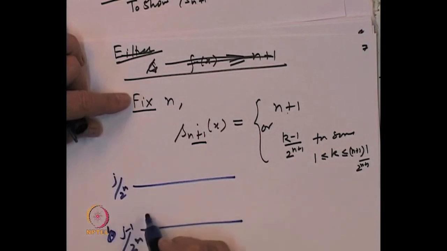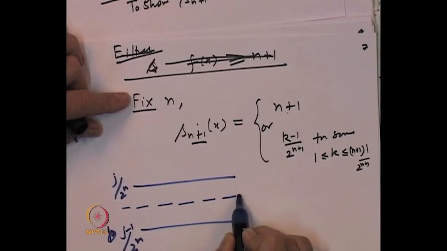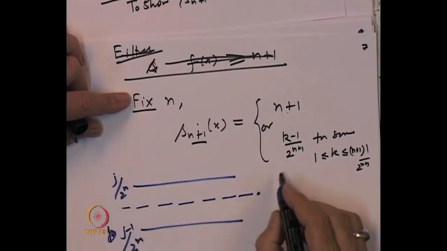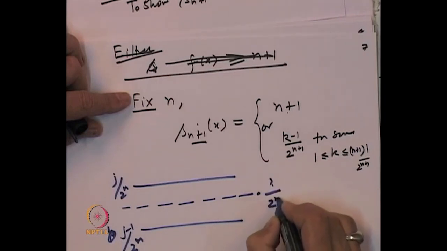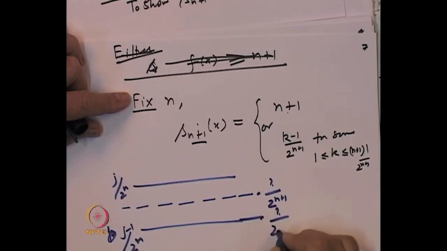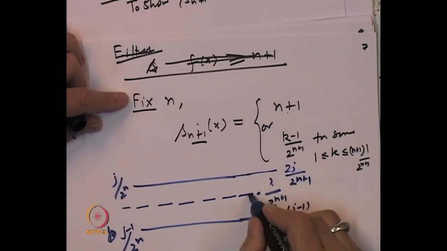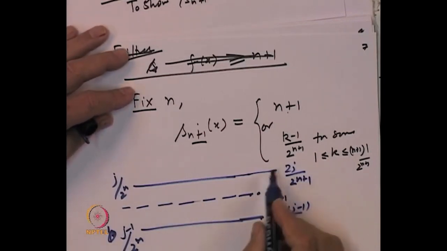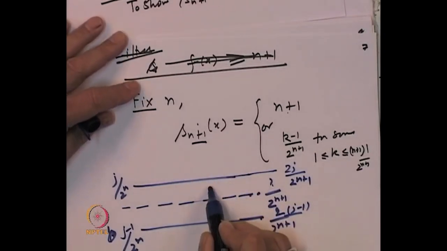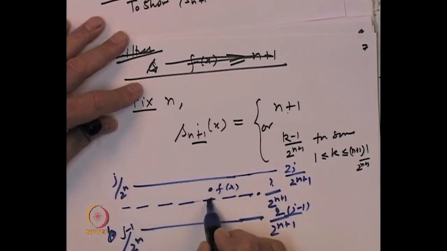Okay. Now, at the next stage, what are we doing? We are going to divide this into two equal intervals, so that this part is something divided by 2 to the power n plus 1, and this part is something divided by 2 to the power n plus 1. So, what will this be? This will be 2 times j minus 1 divided by 2 to the power n plus 1, okay, and this part would be 2j divided by 2 to the power n plus 1, and that is the midpoint, the middle line in between. So, now my S n plus 1 of x, depending on f of x, if this is f of x, then this is the value of S n plus 1, and if f is here, then this is the value of S n plus 1. So, either f of x will be here or it will be here.